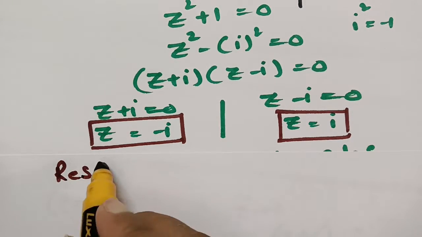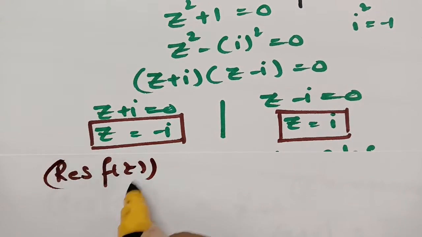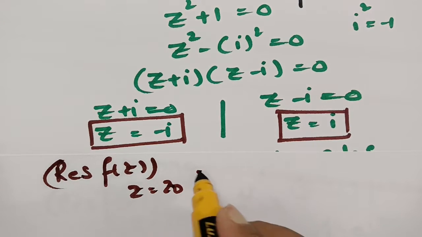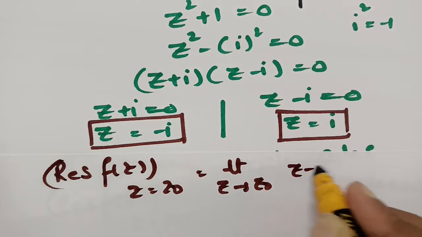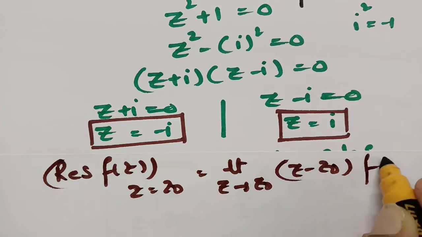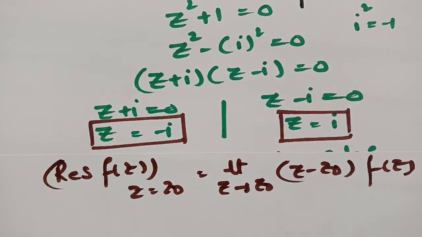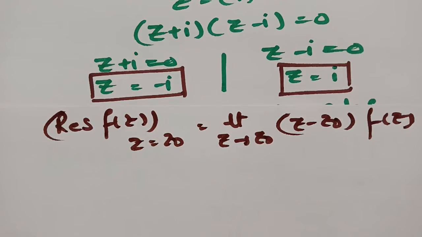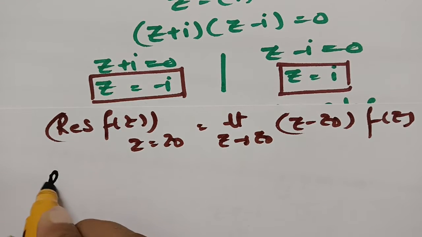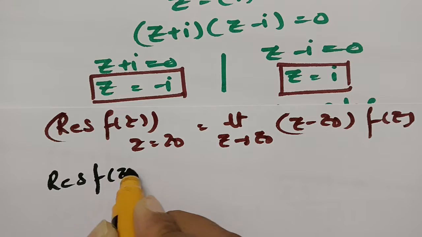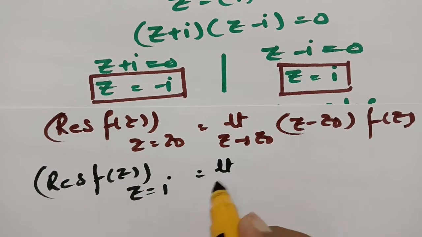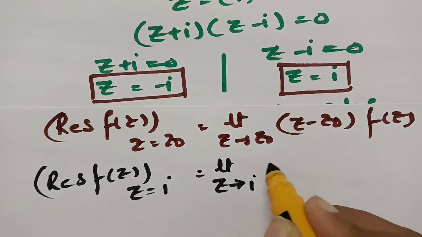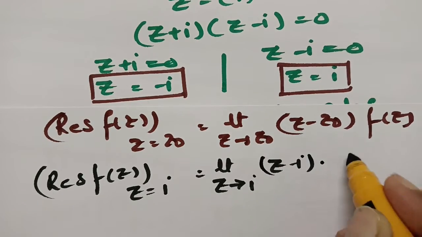See, residue of f of z at point z is equal to z naught is equal to limit z tends to z naught, z minus z naught into f of z. And here I am taking the residue value at z is equal to plus i. That is limit z tends to i, z minus i into f of z.